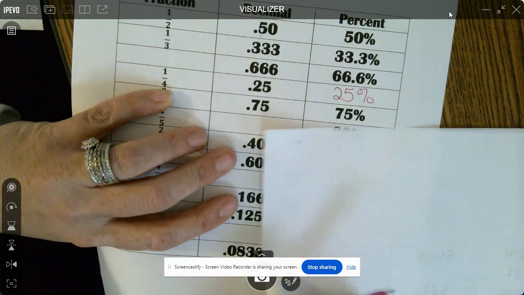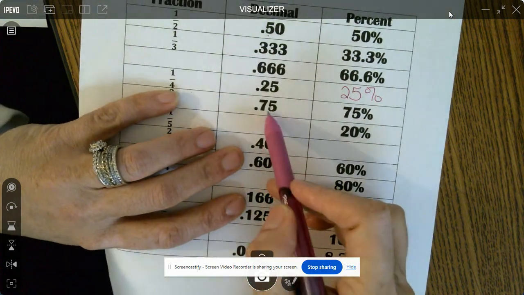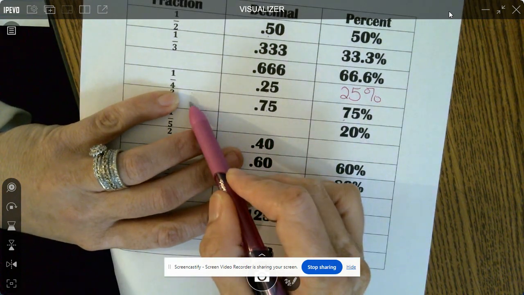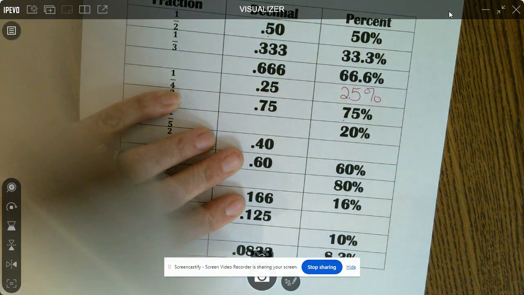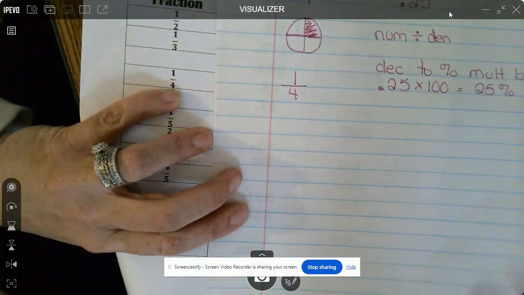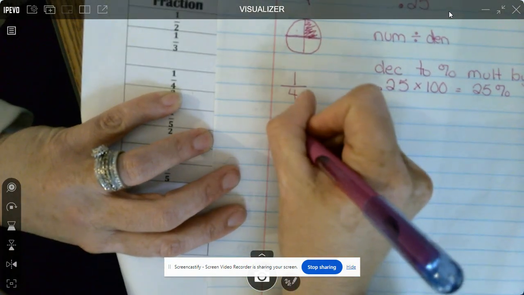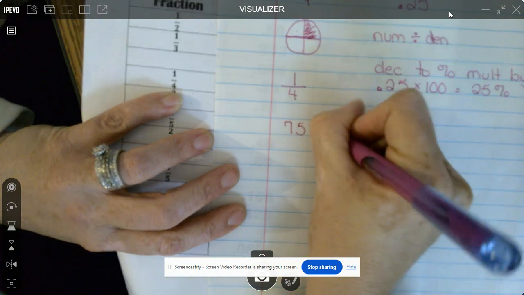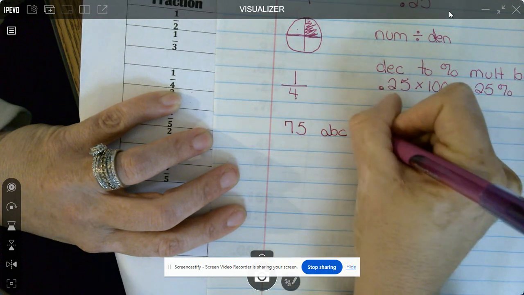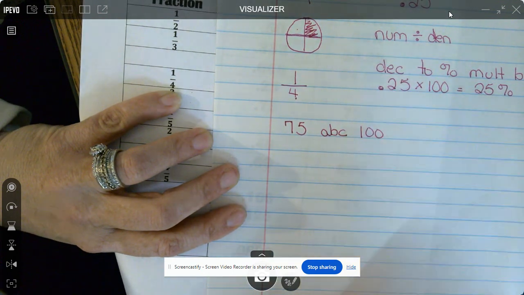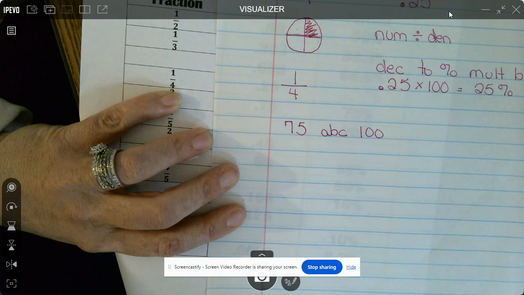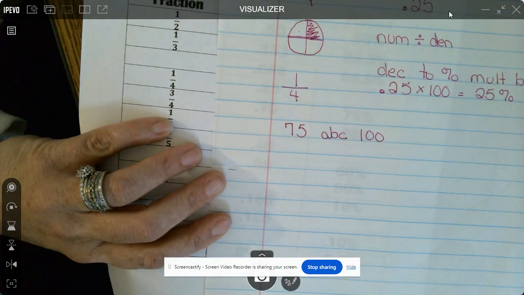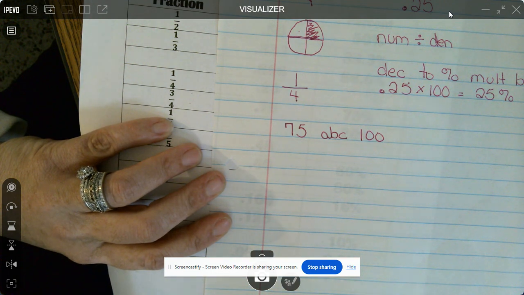Now, let's say that you guys have a decimal and a percentage, but you need to figure out what the fraction is. All you're going to do with this one is take your 75 for your 75%, hit your ABC button, 100 out of 100%, and what did you guys get? 3/4. So remember, that automatically kicks it back into a fraction.